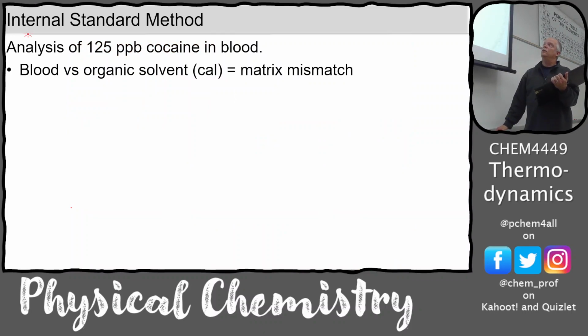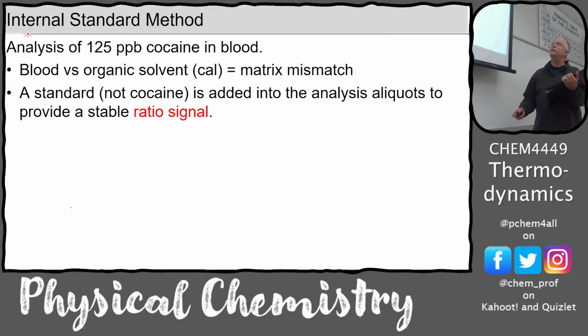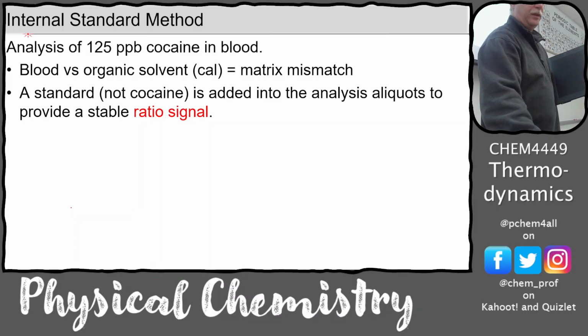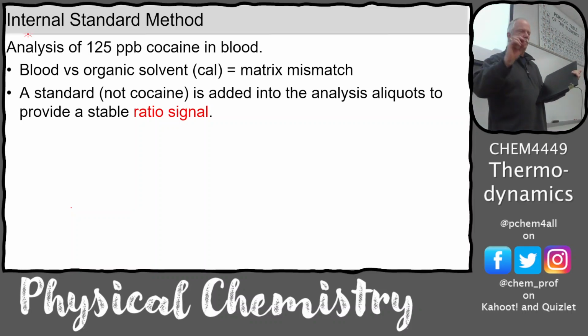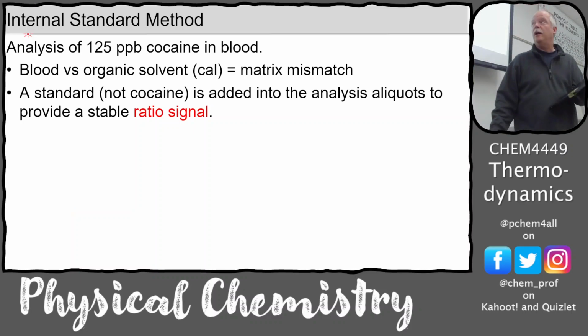internal standards. So this blood versus organic solvent is a matrix mismatch. So we could put an internal standard just to see if that improves things. Probably not. But anyway, a standard, not cocaine, is added into the analysis aliquots to provide a stable ratio signal. So we're going to put this standard into all of our calibration standards, and then we're going to also put the same aliquot into our blood sample.